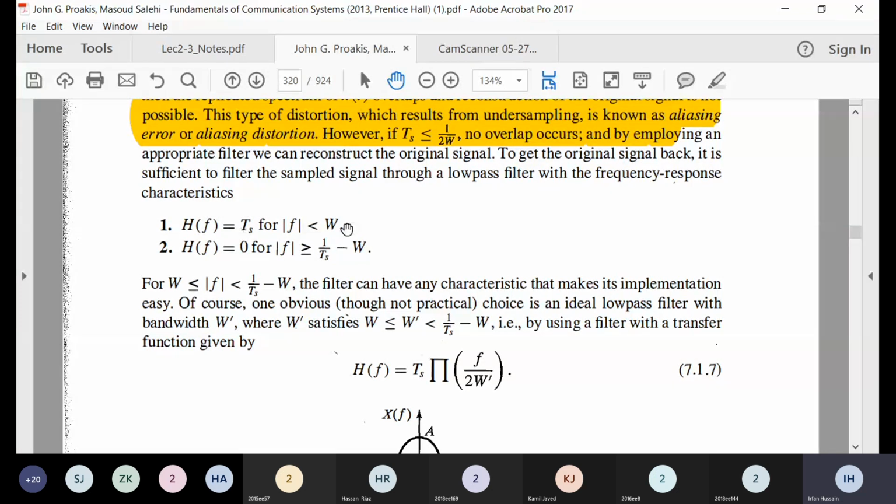So the filter has to be Ts up to W. From 1 over Ts minus W onwards, the filter must definitely be 0. In between, that is between W and 1 over Ts minus W, it could have any characteristics.